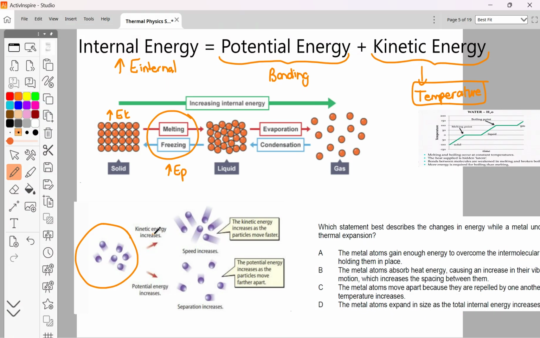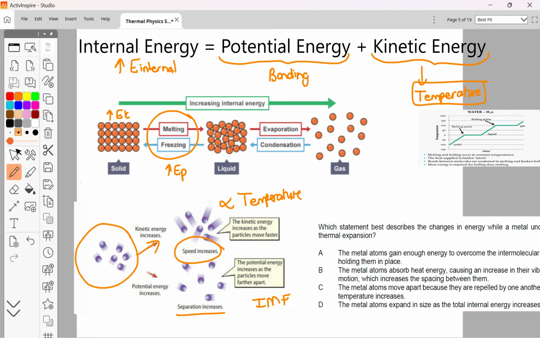So if the kinetic energy increases, then that means the speed is increasing, and this is linked directly to your temperature. So the temperature is directly proportional to your kinetic energy of the particles. So the temperature will go up. If the potential energy is going up, that would mean that the particles are now separating from each other. You are overcoming those intermolecular forces, and the particles can now start moving free away from each other.